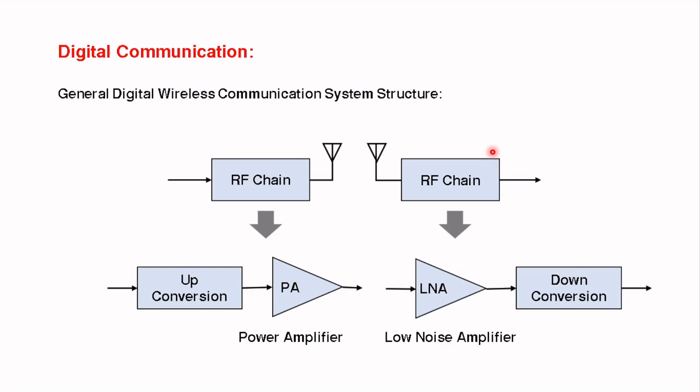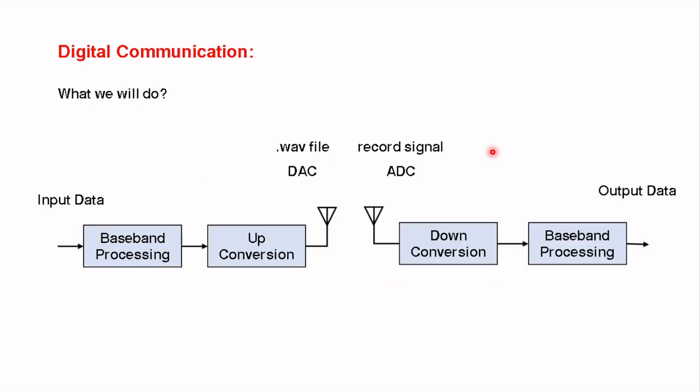But how will we implement our digital communication system? We want to abstract the RF parts, so we don't want to use any other hardware. We want to only use our computer to do the transmitting and the receiving parts. So this is how we will implement it.